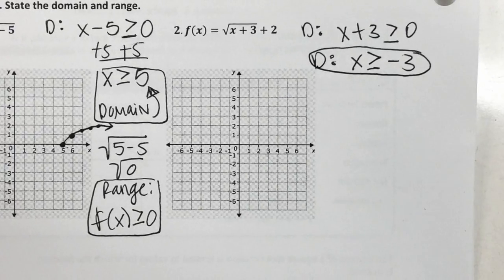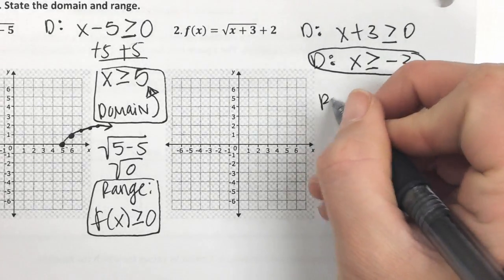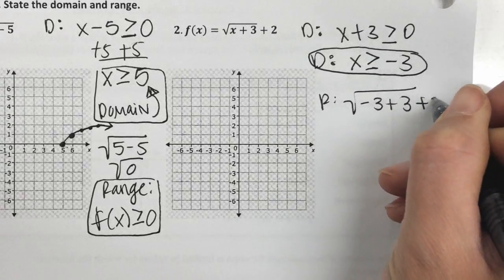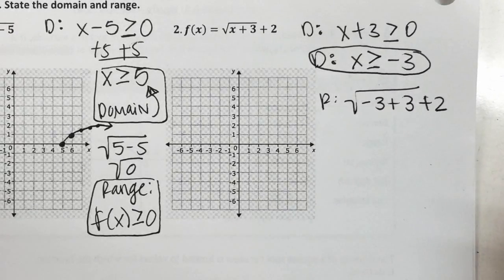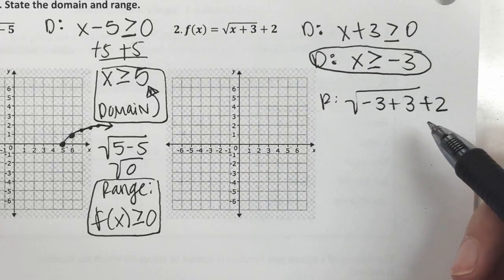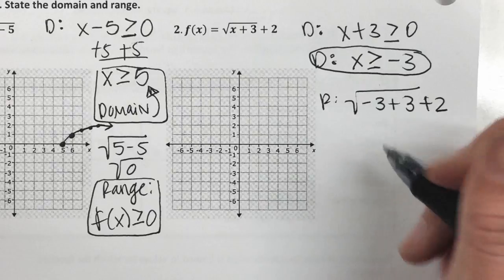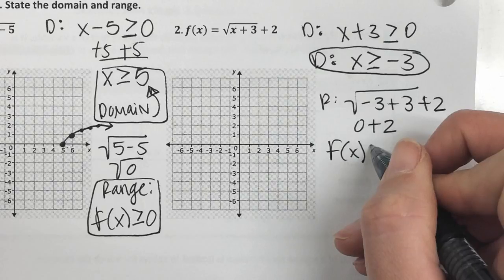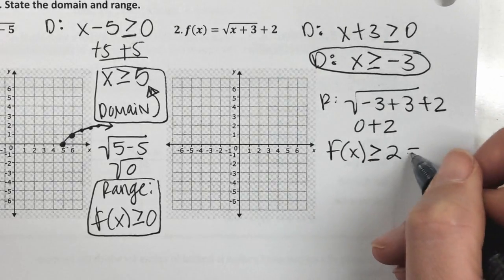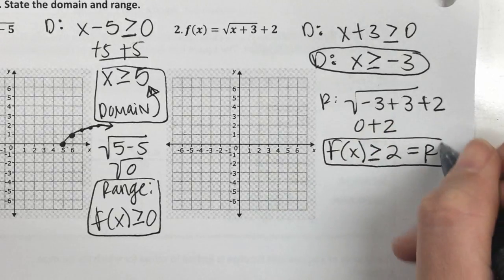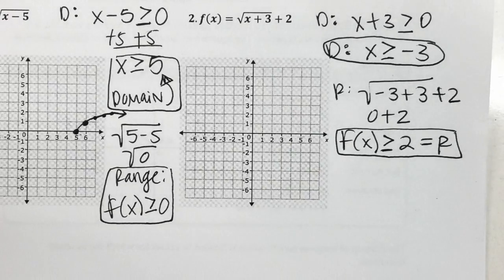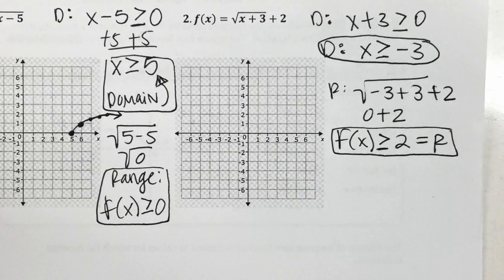All right, for my range, I'm just going to take what value and plug it in for x? Negative 3. Good. So we'll have the square root of negative 3 plus 3, plus 2, right? And what happens underneath the radical? Good. Square root of 0 is? So 0 plus 2. So we'd have f(x) is greater than or equal to 2. Good. That's my range. Any questions about that part?